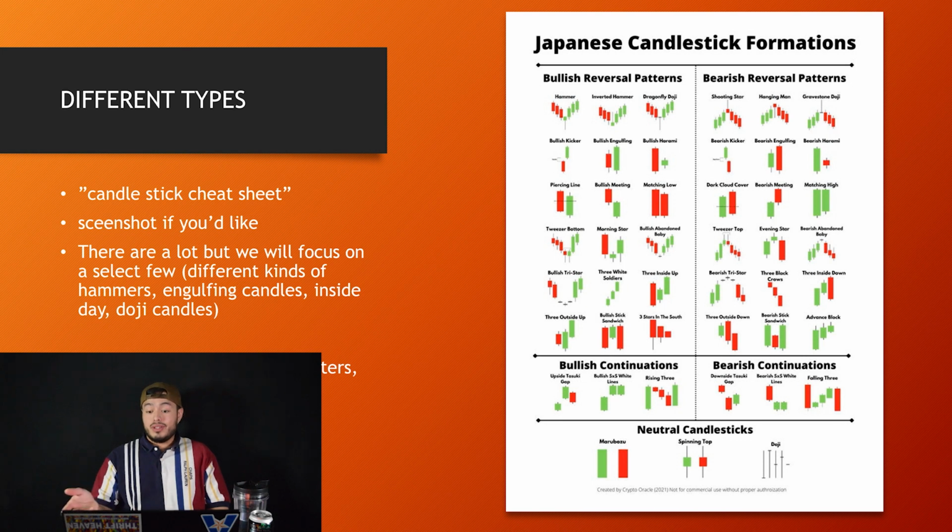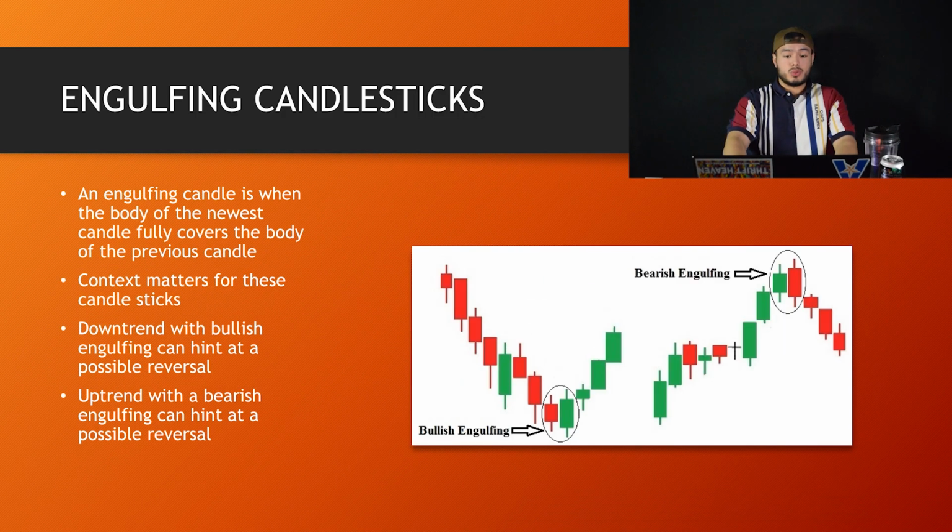But yeah, there's a lot to focus on. There's a lot of them that you could look into, but there's main ones that we're going to be focusing on, which are going to be the hammers, the engulfing candles, the inside days, as well as doji candlesticks. And different context makes them different as well. You could have reversal patterns, neutrals, and continuations. So let's start with the first one, which is engulfing candlesticks.